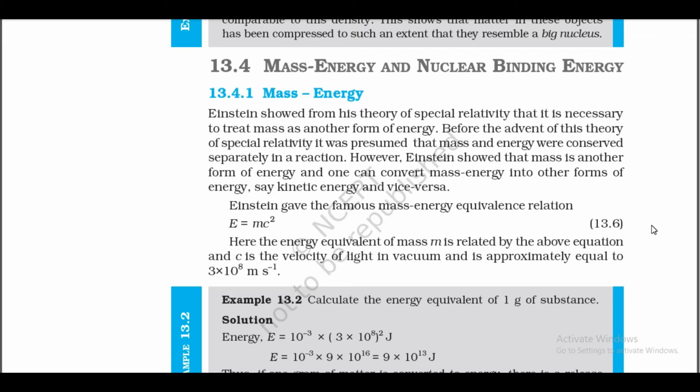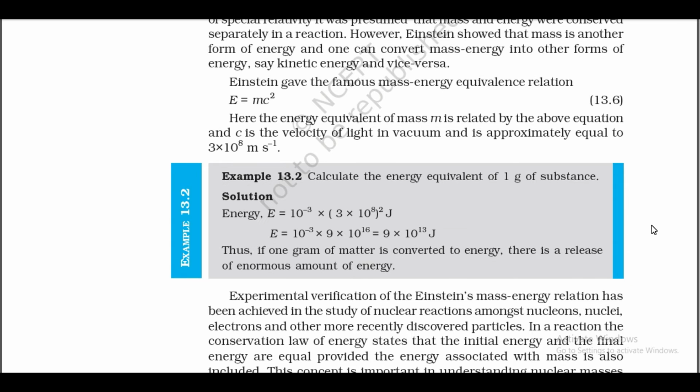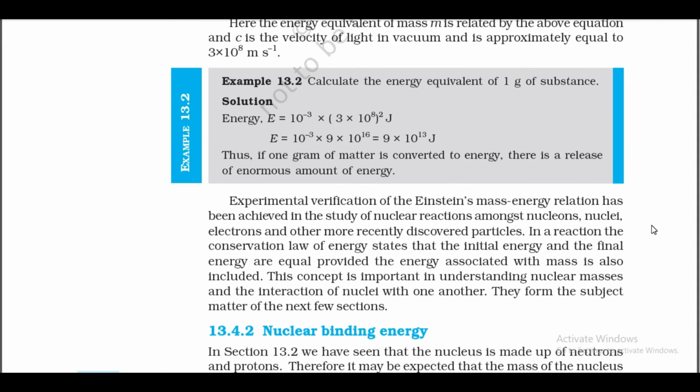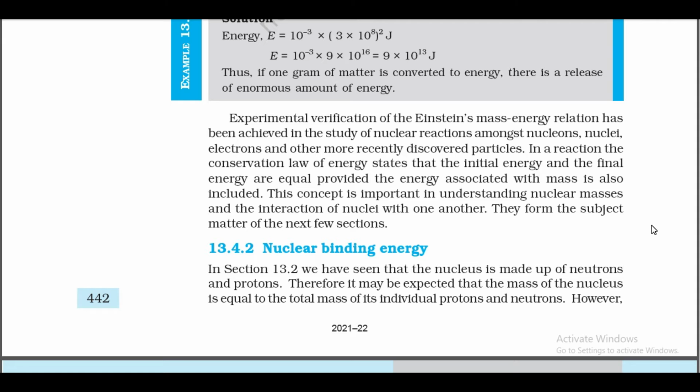Einstein gave the famous mass-energy equivalence relation E = mc^2. Here the energy equivalent of mass m is related by the above equation, and c is the velocity of light in vacuum and is approximately equal to 3 × 10^8 m s^-1. Experimental verification of Einstein's mass-energy relation has been achieved in the study of nuclear reactions amongst nucleons, nuclei, electrons, and other more recently discovered particles.